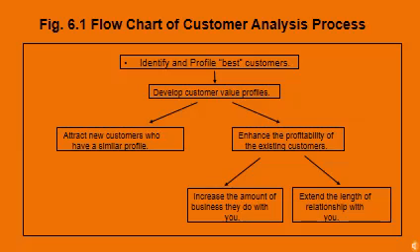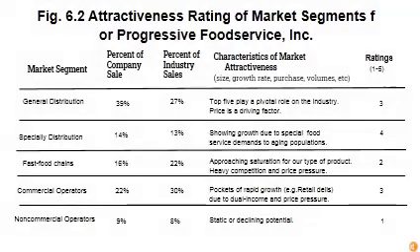Customer process analysis is explained as a way to get to know your customers, one of the most important marketing functions. By understanding the customer, one can begin to offer services to meet their needs. Figure 6.2 shows the attractiveness rating of market segments for Progressive Food Service Incorporated. It contains market segment, percent of company sales, percent of industry sales, characteristics of market attractiveness, and ratings.